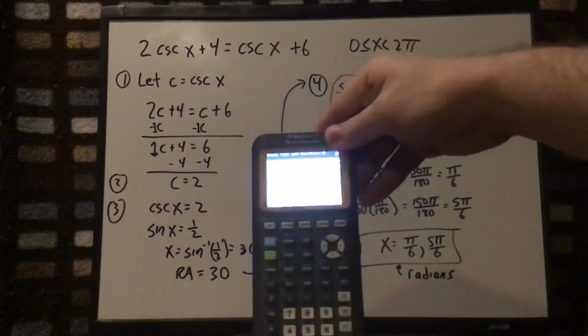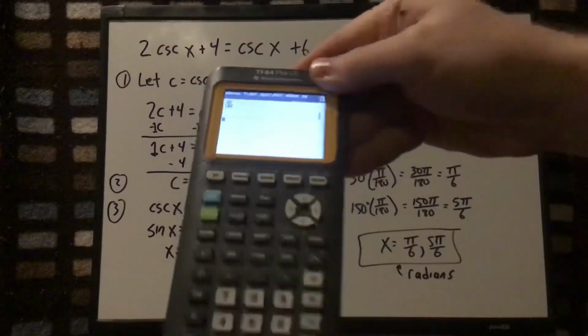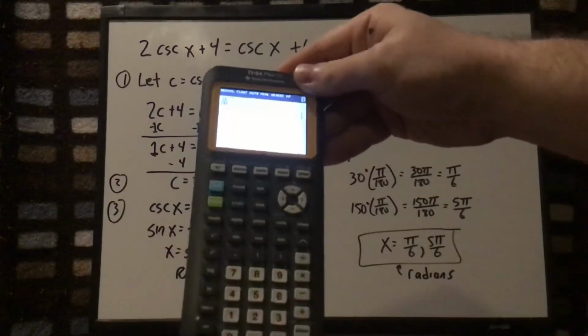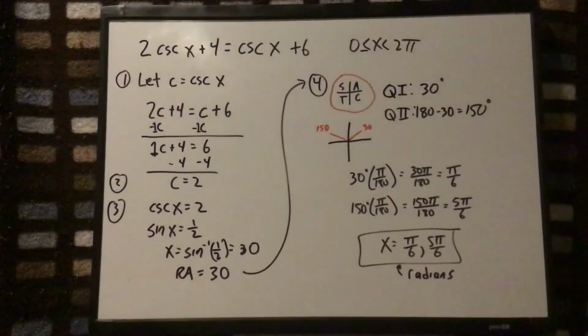Once again, this is really blurry and really bright. It's either blurry or too far away. Anyway, hopefully you can make it out somewhat that I put 30 over 180 in as 1/6. If I put 150 over 180 in, it gives me 5/6. So if you leave the pi out, it'll simplify the fraction for you.